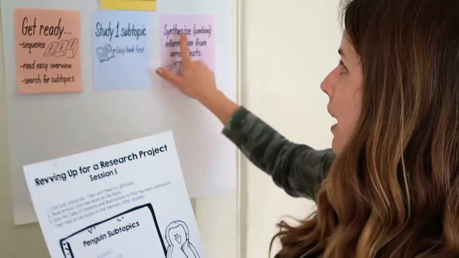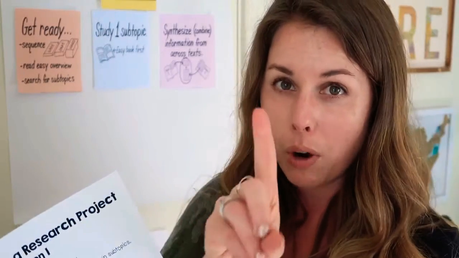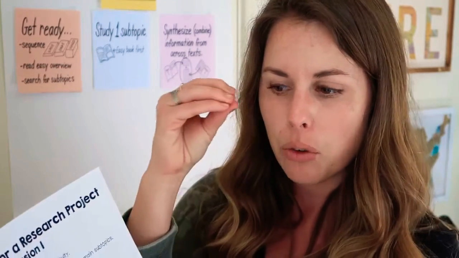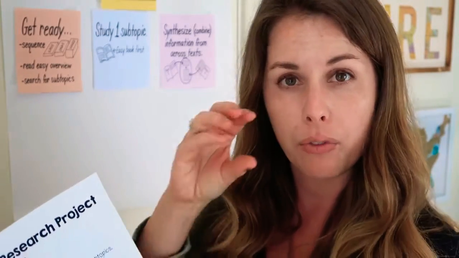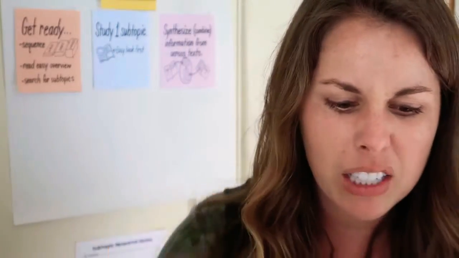Because this is my goal, right? I'm going to be synthesizing. So I'm going to use multiple books to focus on one subtopic and write some notes about that subtopic for information that I find in each book. So I'm going to choose babies, okay? I'm going to say instead of babies, I'm going to call it growing up, okay?